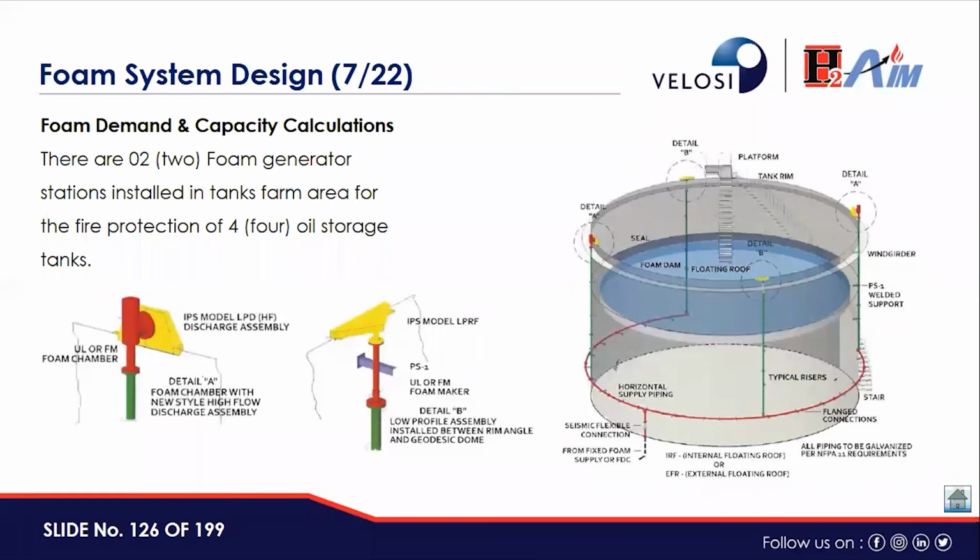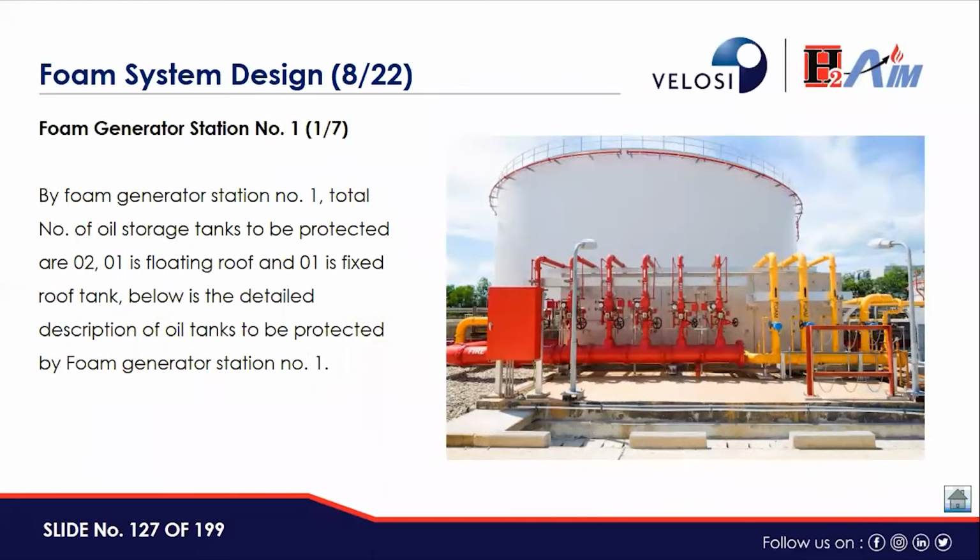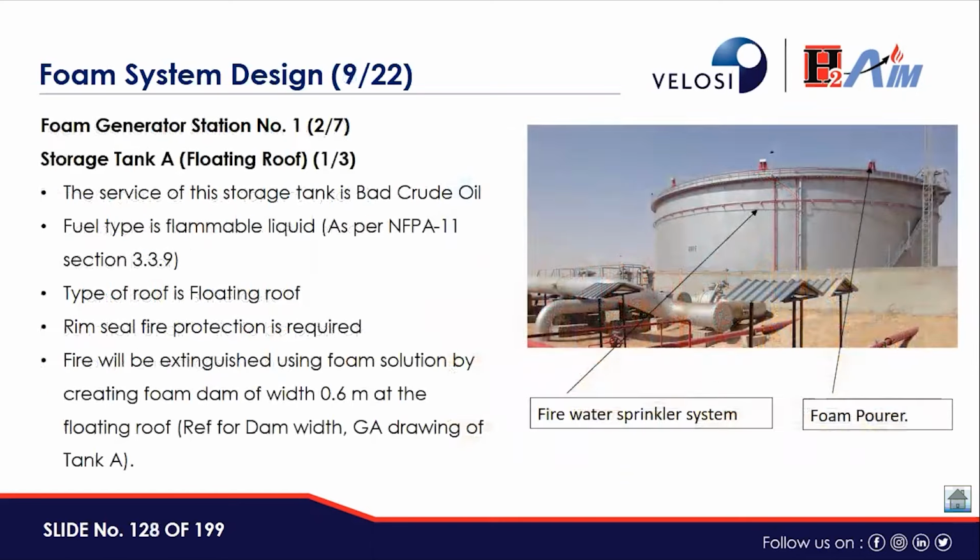So there are two foam generator stations installed in the tank farm area, TFA, for the fire protection of 4 oil storage tanks. The total number of oil storage tanks to be protected by foam generator station number 1 are 2. One was floating roof and one was fixed roof tank. So these are the details of the oil tanks for foam generator station number 1.